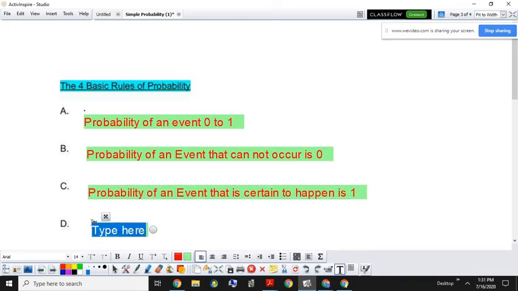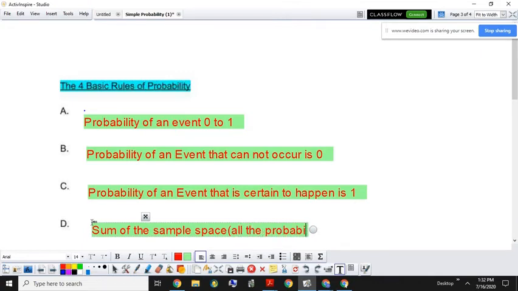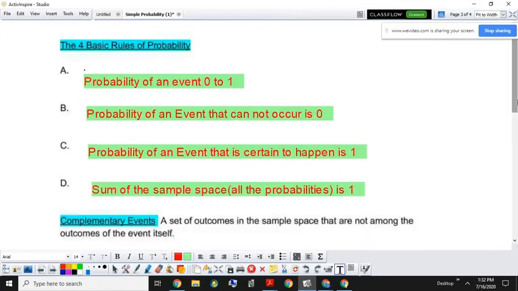Okay, and then the sum of your sample space, the sum of all the probabilities, has to add up to 100%. Can't be less, can't be more. So the sum of the sample space, which is all the probabilities, is 1. All right, those are your 4 rules of probability.